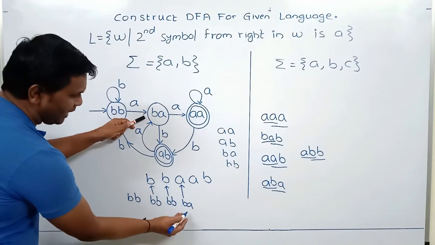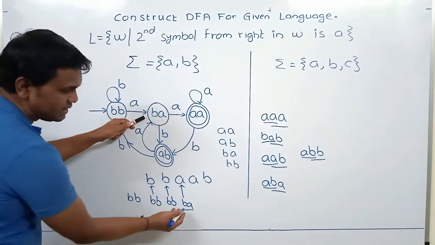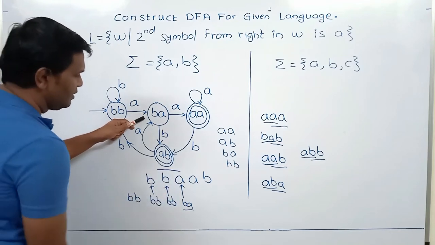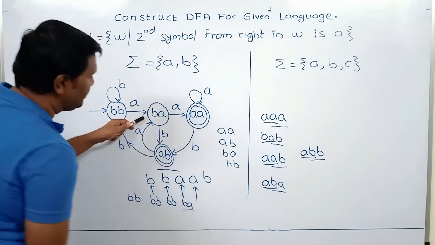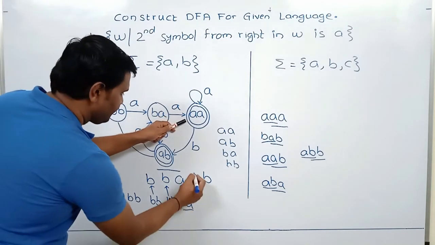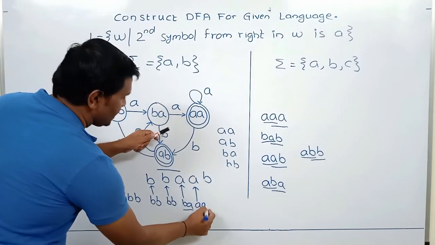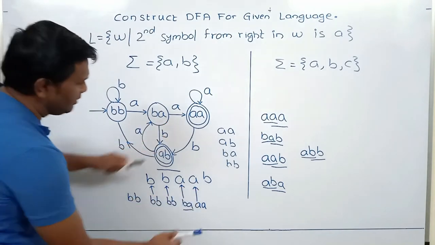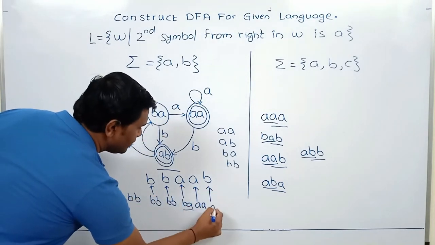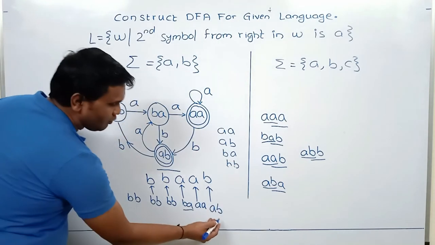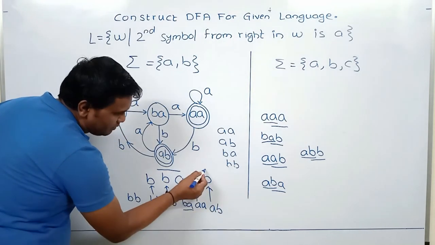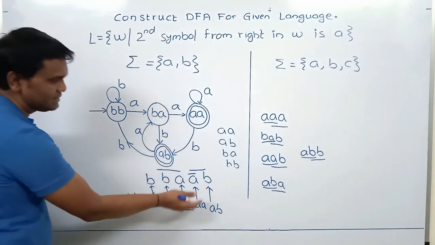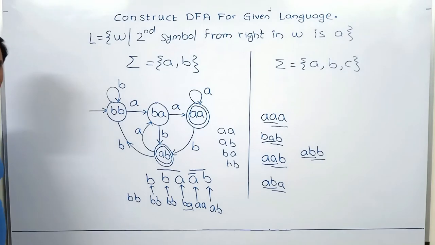So look at this. While the string is being processed in BA, the last two symbols are BA. Now A comes, we go from BA to AA. And if B comes, we go from AA to AB. So here, this means the last two symbols are AB. It means the second symbol from right is A. So we accept the string. That's why these two are final states.